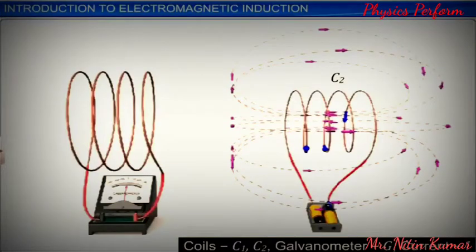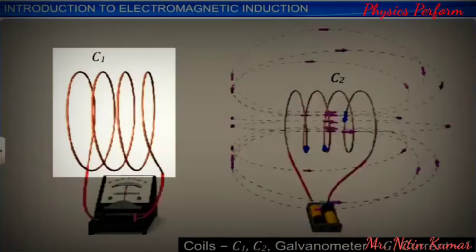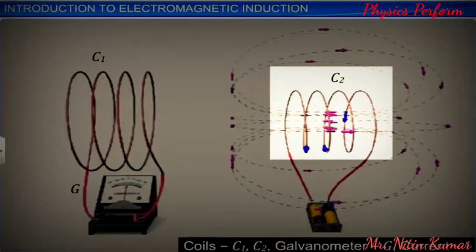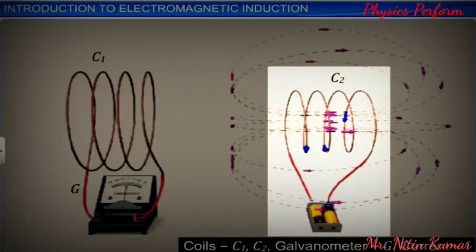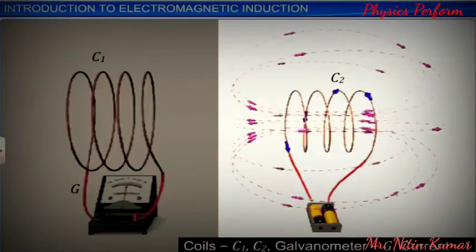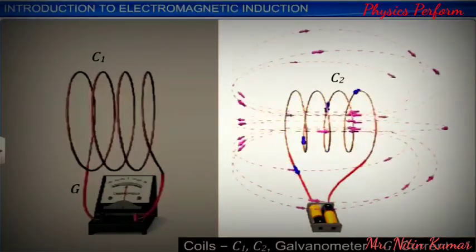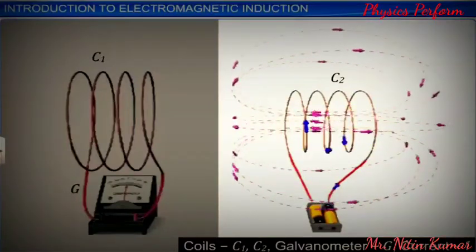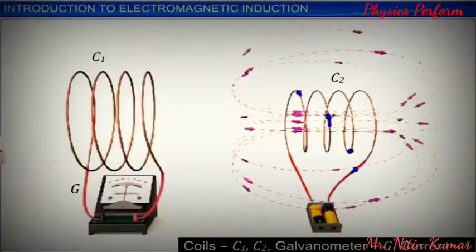In the second experimental setup, there are 2 coils. Coil 1 connected to a galvanometer, coil 2 connected to a battery. Due to the steady current in coil 2, a steady magnetic field is set up around the coil 2, and this magnetic field is also linked to the coil 1.